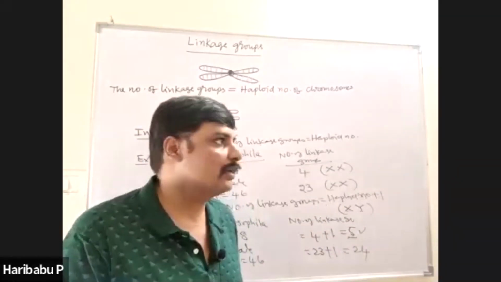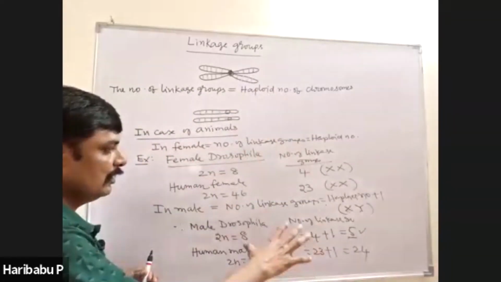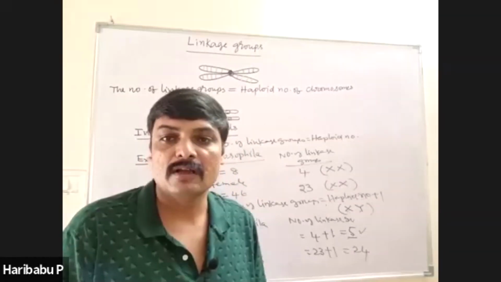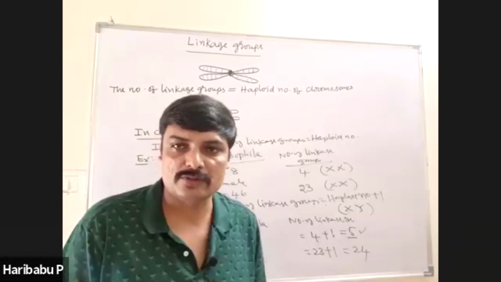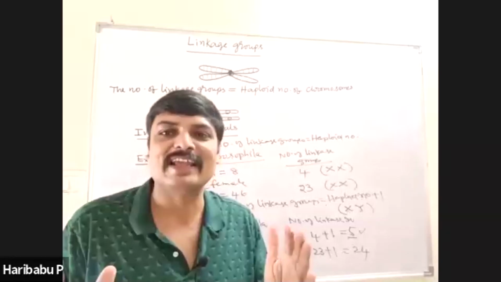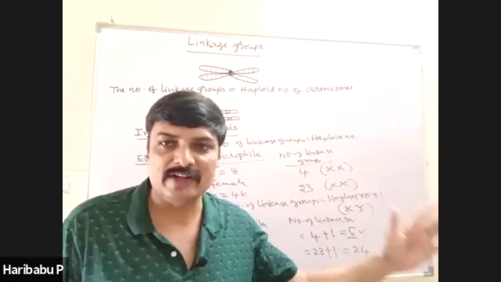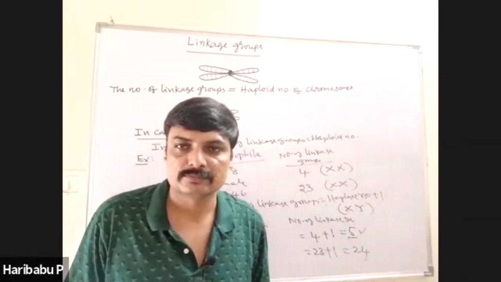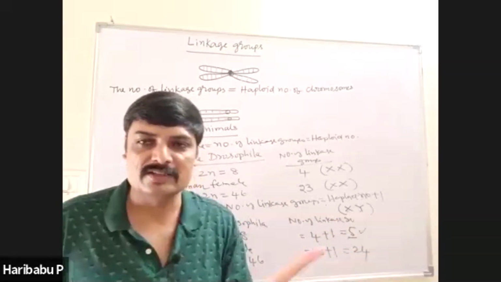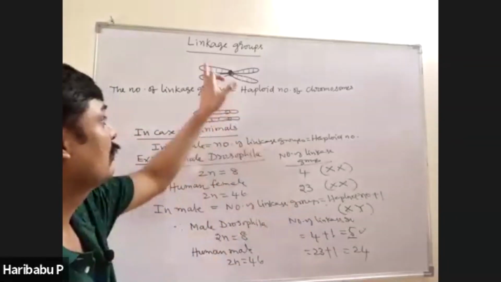This is about linkage groups. So this is very important, and sometimes questions appear in the NEET examination from this concept. I hope you understood. All the genes present on a single chromosome form a linkage group. The number of linkage groups is generally equal to its haploid number. But in case of animals, the number of linkage groups in female is different from male. So that's all regarding linkage groups.